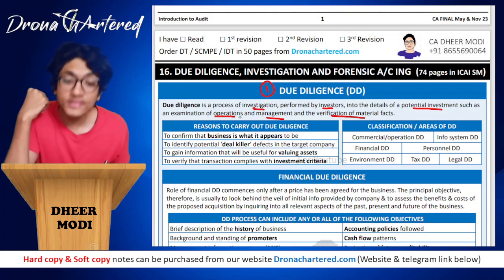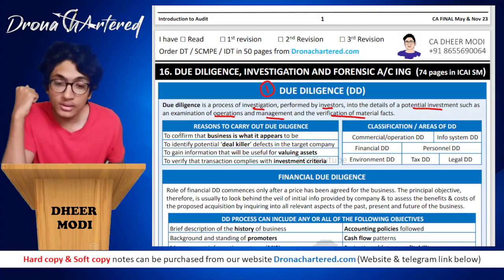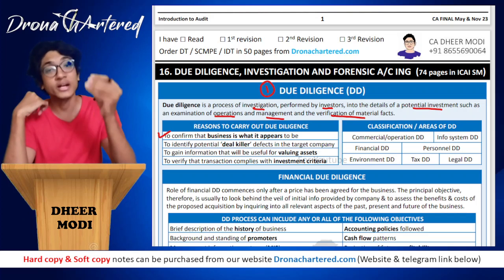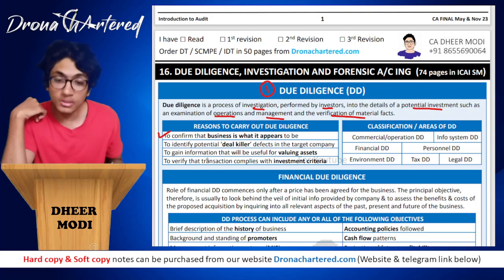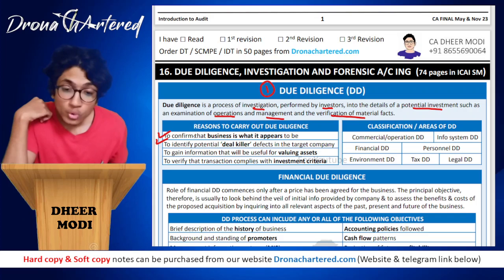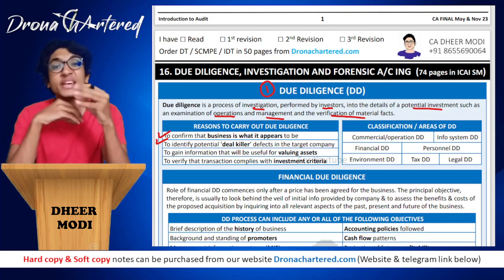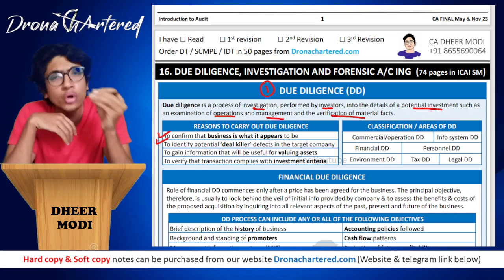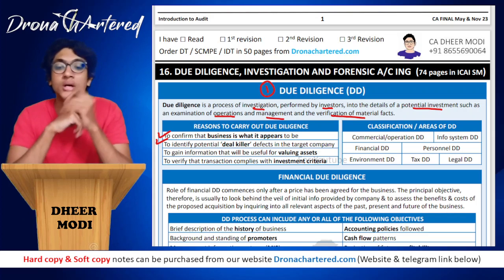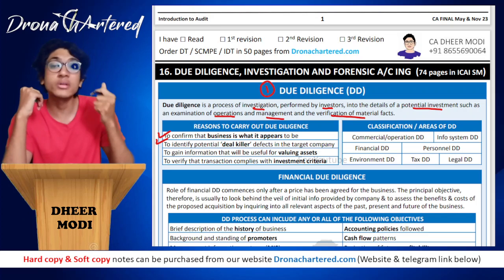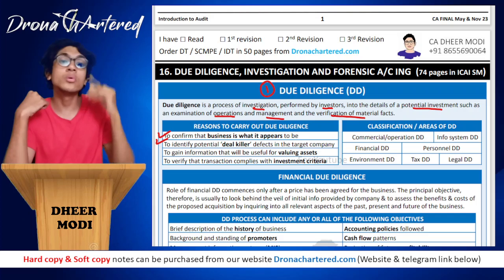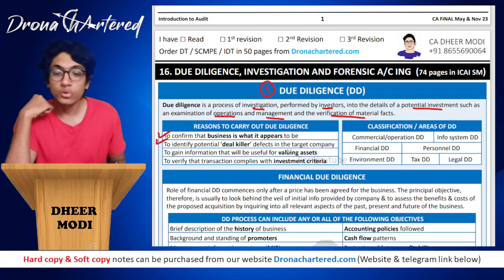Okay. Now, reasons to carry out due diligence. Why is due diligence carried out? First is to confirm that the business is what it appears to be. That means what is shown in the balance sheet is what the business actually is. Next, to identify potential deal killers, defects in the target company. For example, when Elon Musk was buying Twitter, he found that the majority of the accounts were bot accounts. That means they are not real accounts. So that was a deal killer. But since he had already entered into the deal before doing his due diligence, he had to buy Twitter.